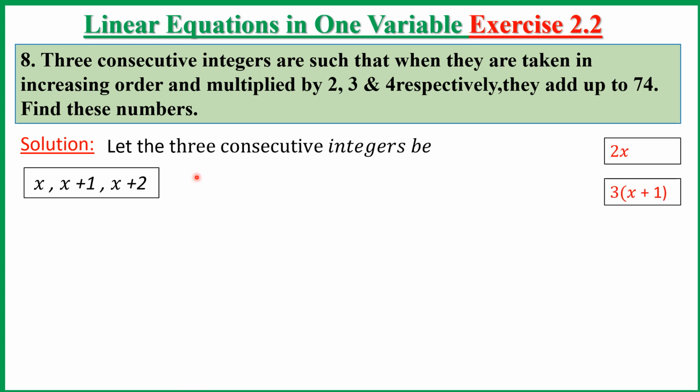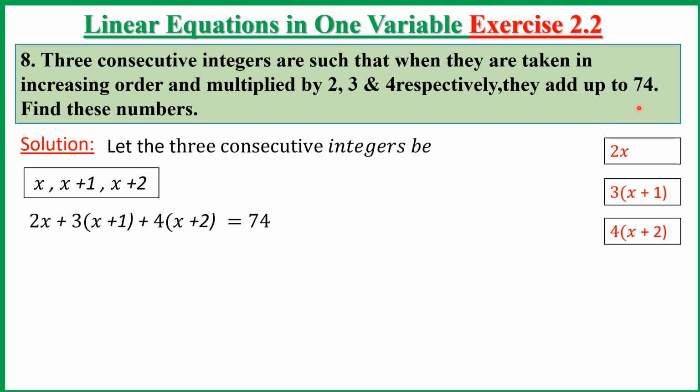So that is 2x, 3 into x plus 1 and 4 into x plus 2. So what they have mentioned, they are added together. So 2x plus 3 into x plus 1 plus 4 into x plus 2 equals what? They add up to 74, equals 74. Now we can simplify this equation. So it is 2x plus, we are multiplying here, 3x plus 3 plus 4x plus 8. 4 2s are 8, equals 74.